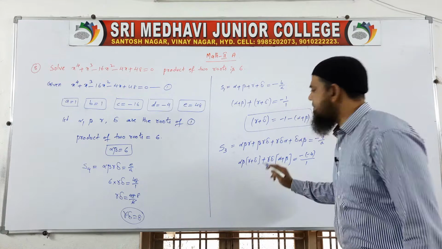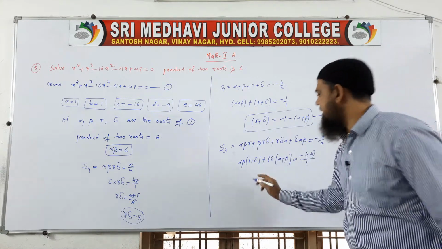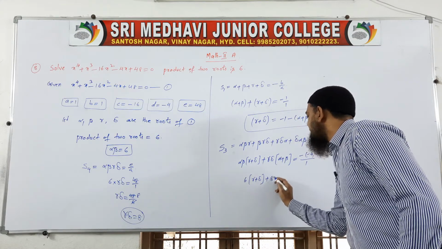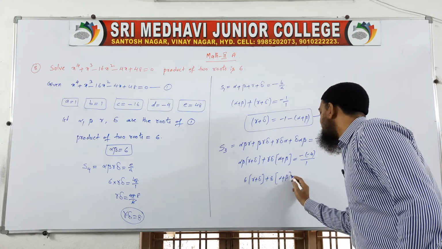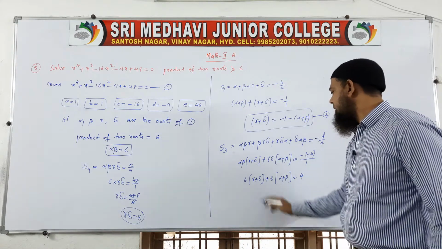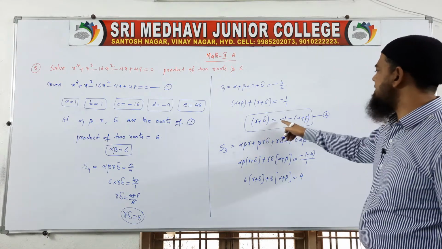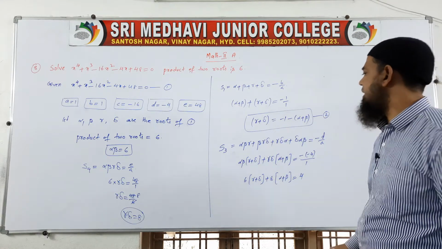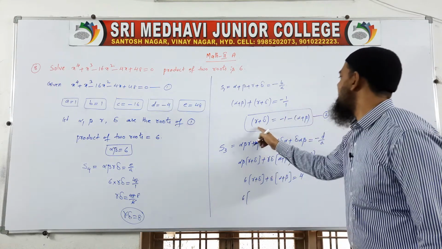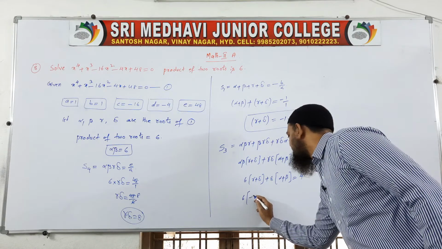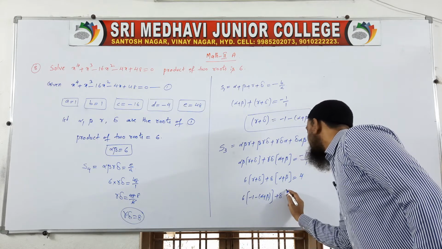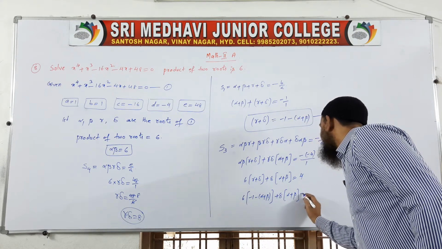See, you know alpha, beta, gamma, delta. Alpha beta is 6, gamma delta is 8. So 6 into gamma plus delta plus 8 into alpha plus beta is equal to minus into minus plus 4. Here, the gamma plus delta value I am substituting. 6 bracket start, gamma plus delta value is minus 1 minus of alpha plus beta, bracket close, plus 8 into alpha plus beta is equal to 4.